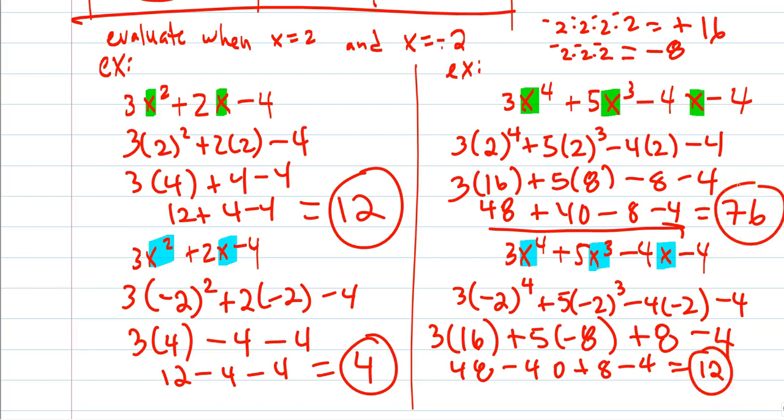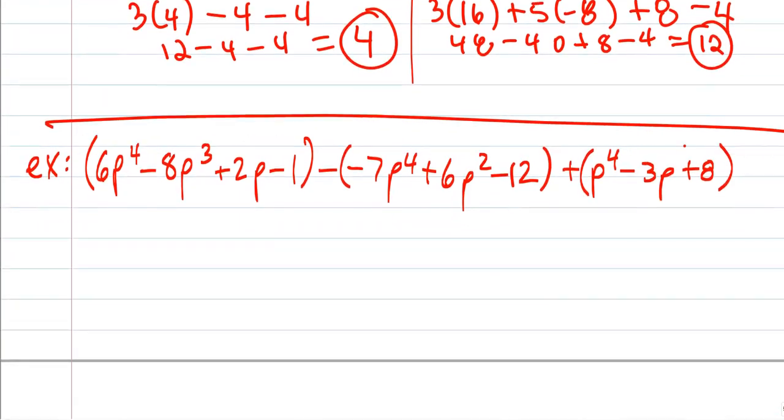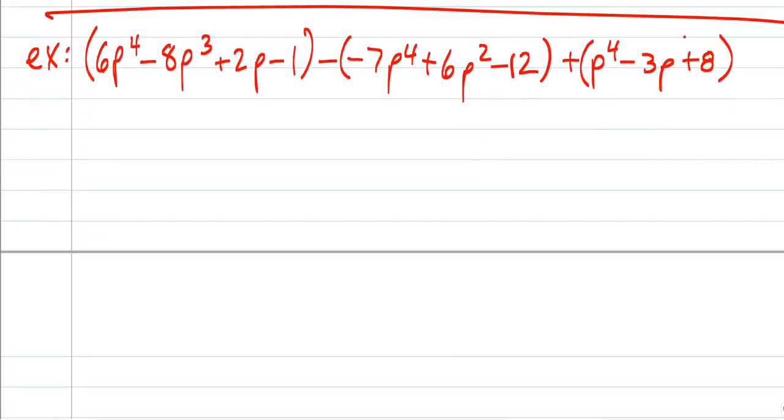Like I said, double check your work on these. This should be pretty much review at this point. Just kind of a skill building thing that you need to have. And last but not least, just to see how you are in combining your like terms. I think this is really the scariest thing in this section, and is really not that bad. But 6p to the 4th minus 8p cubed plus 2p minus 1.